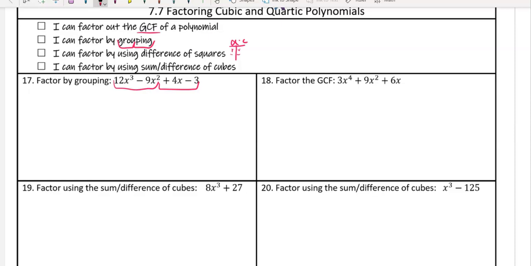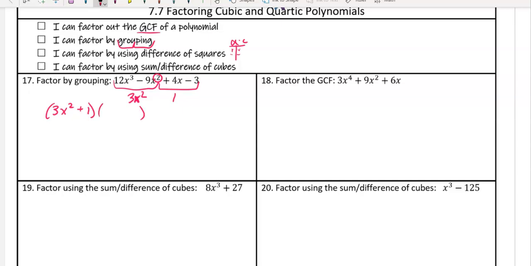What can we factor out from both terms in this section? Well, 12 and 9 are both divisible by 3. And for the x's, the highest exponent that we can take out is going to be the smaller of the 2 exponents. So we have 3x squared. And then from 4x minus 3, well, 4 and 3 don't have any factors in common other than 1. So our first set of parentheses is going to be 3x squared plus 1.